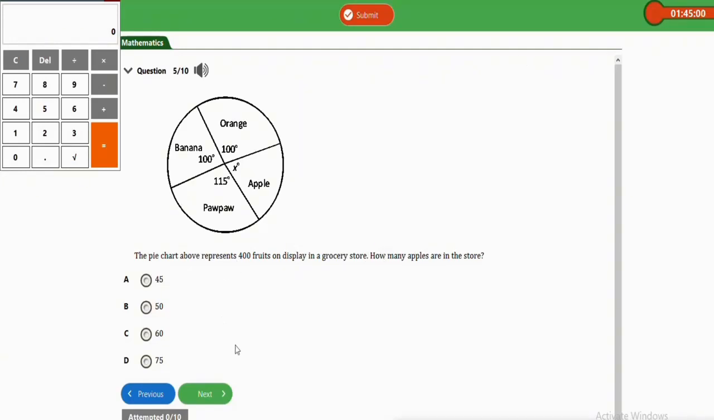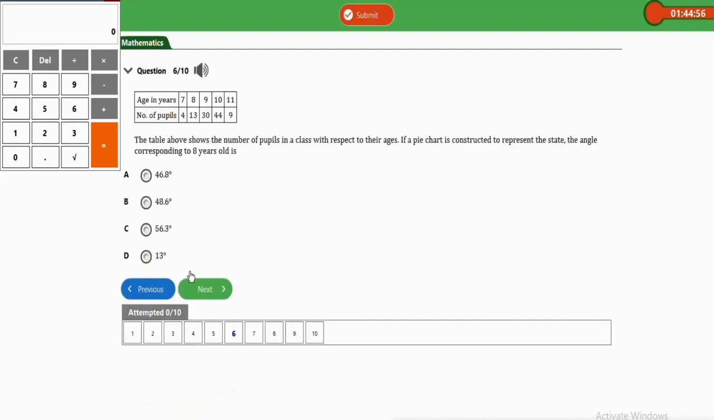Alright, next repeated question we're going to solve will be this question. It says a table above shows the number of pupils in a class with respect to their ages. If a pie chart is constructed to represent the state, the angle corresponding to 8 years old is what? Alright, now to get the angle corresponding to 8 years old, firstly let's get the total number of pupils.